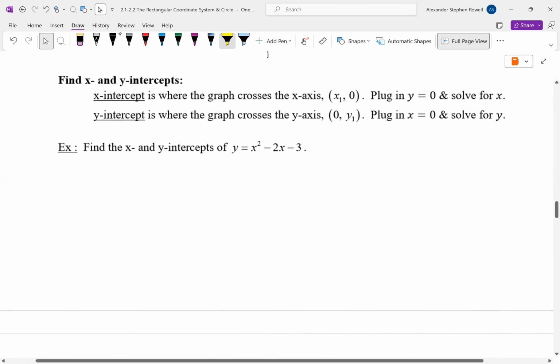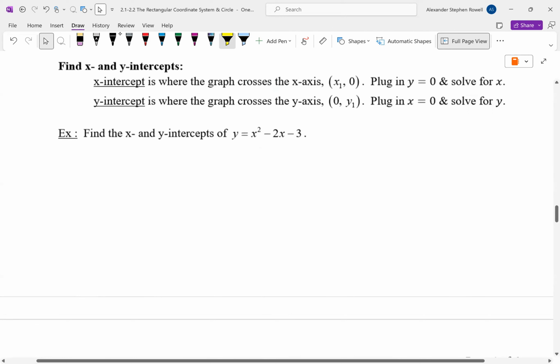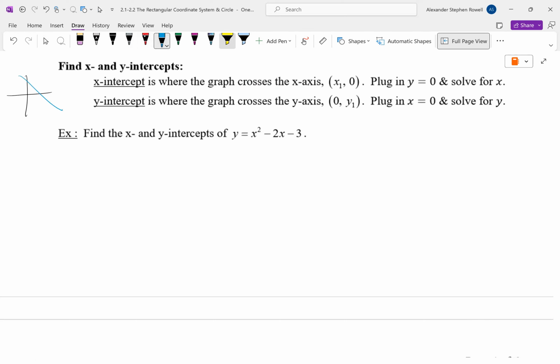All right, next thing, find x and y intercepts along the x and y axis. The x-intercept is where my graph would cross the x-axis. What do you know about those y values? The y value is always 0 at the x-intercept. And that's how we'll solve for those. You plug in y equals 0, because that's the height. Anywhere along the x-axis, the height is 0.